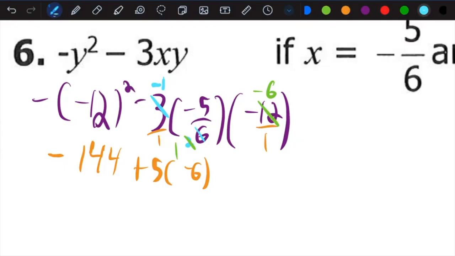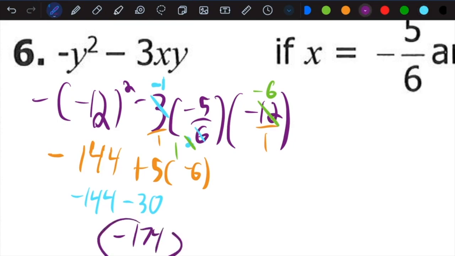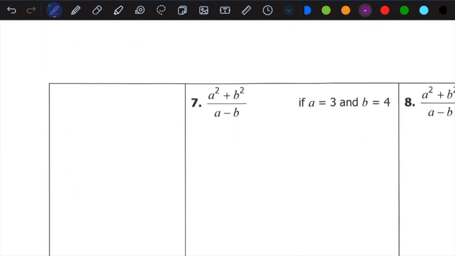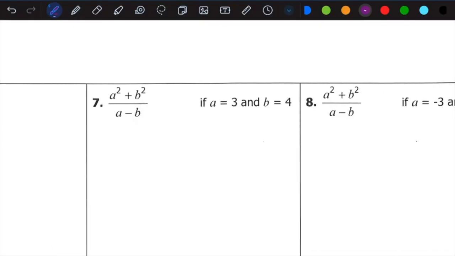Next, I'll have 5 times negative 6, so negative 144 minus 30. Combining those gives us negative 174. Moving on to the next page. More of the same as we continue forward.